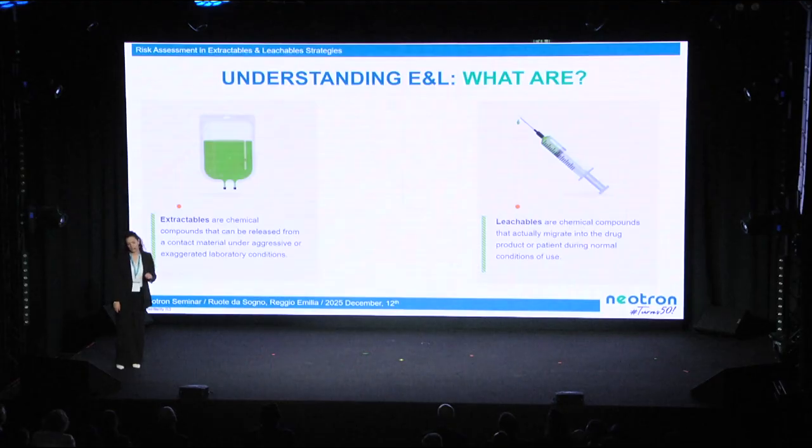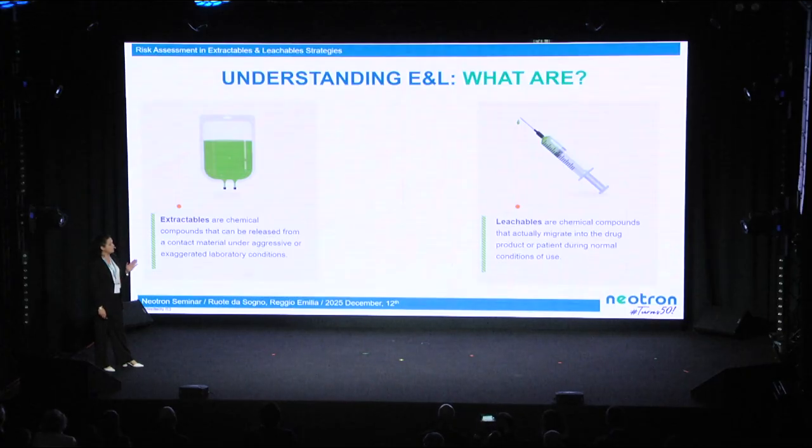So, start talking about the extractables and leachables. Who are they? Extractables are chemical compounds that can be released from a contact material or a primary packaging under aggressive or exaggerated laboratory conditions. So, it's a worst case condition. While leachables are chemical compounds that actually migrate into the drug product or to the patient during normal conditions of use, within also, for example, medical devices or the device used by the patients.